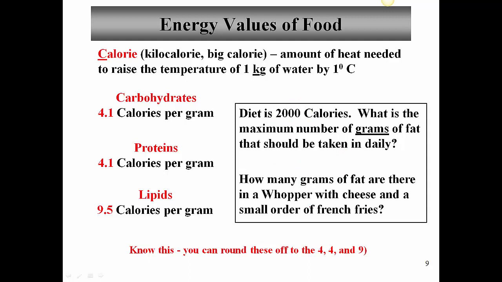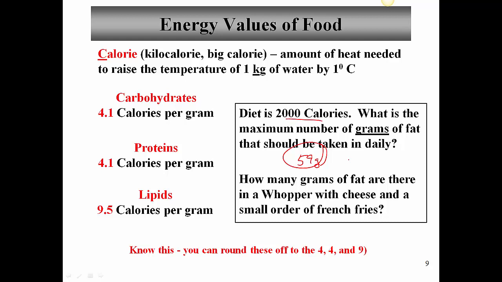Another question for you. How many grams of fat do you think there are in a Whopper with cheese and a small order of French fries? Now, I'm not picking on Burger King. There are many fast food places that have similar type hamburgers and side orders. But it might surprise you to know that the number of grams of fat in a Whopper with cheese and a small fry is about 59 grams.